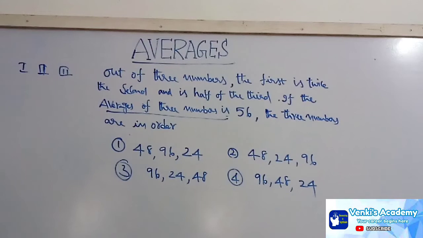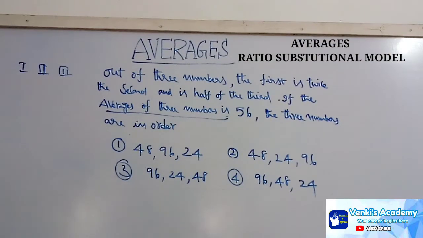Let's see the next model of averages, which is concerned with the ratio model. What is the meaning of this ratio model? Here, they had given three numbers. We don't know the value of each number. Perhaps he had given the ratio among these three numbers, how these three numbers are. See here, the first number is twice the second, and is a half of the third. See, the first number is twice the second. The first number is double the second number, and "is" means the first number. The first is a half of the third.